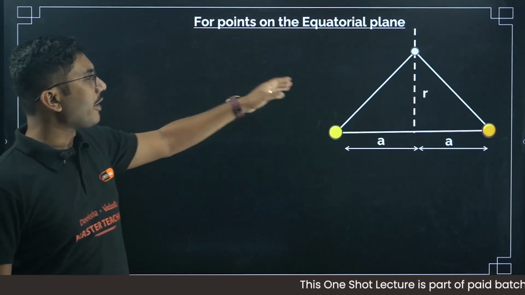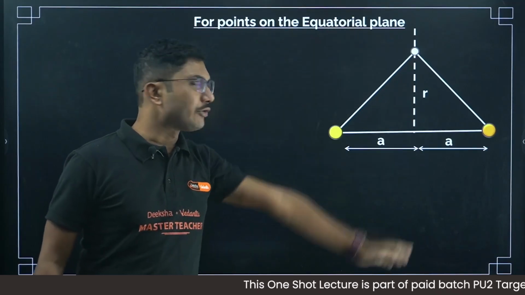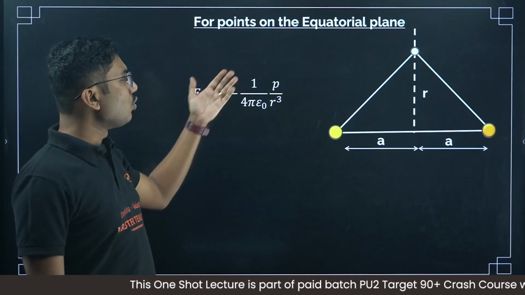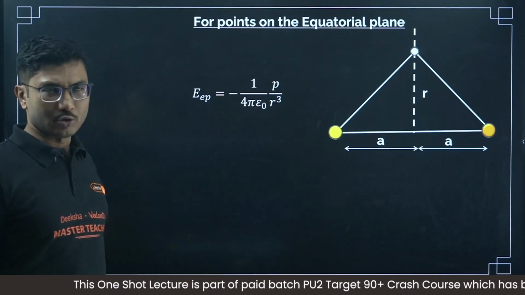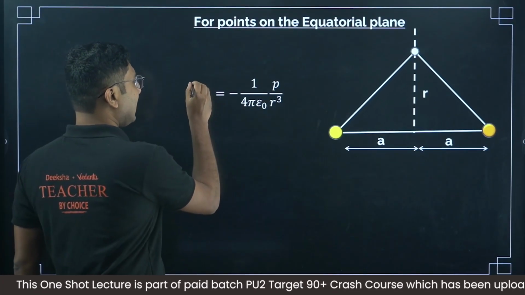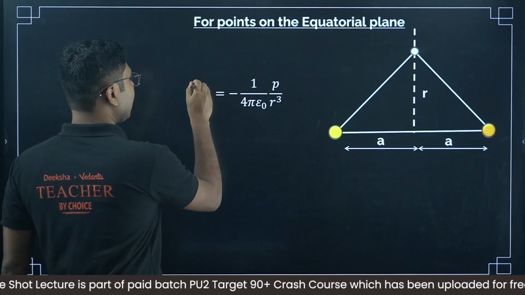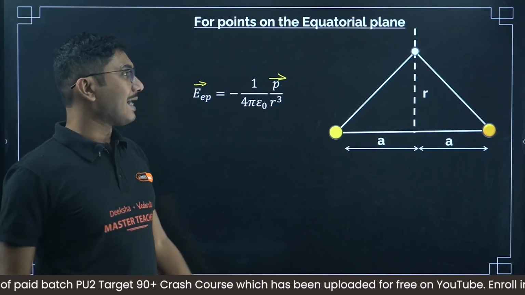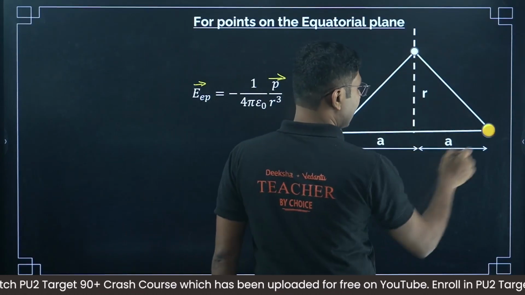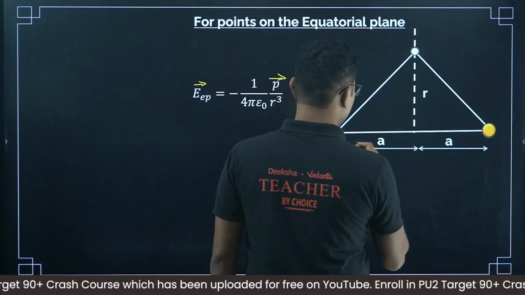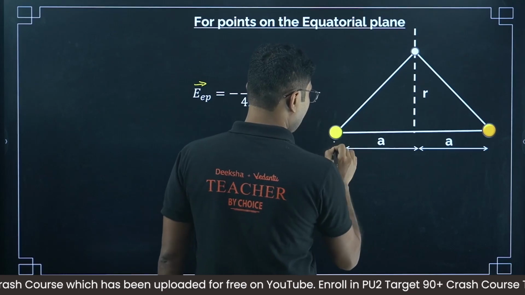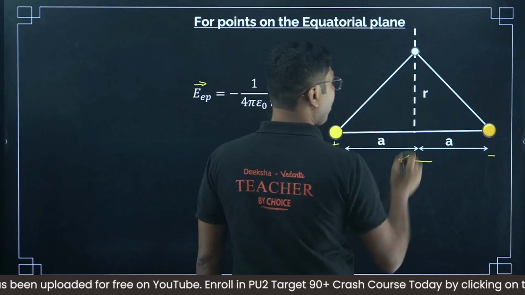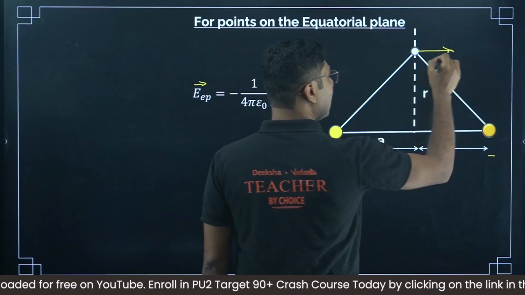And for points on the equatorial plane, the electric field is given by minus 1 by 4 pi epsilon naught p by r cube. Ideally there should be a vector sign, as you are using a negative sign. Now this negative sign represents that the electric field due to these charges, suppose this is the positive charge and this is the negative charge, the dipole moment will be from negative to positive. The electric field will be in the opposite direction.